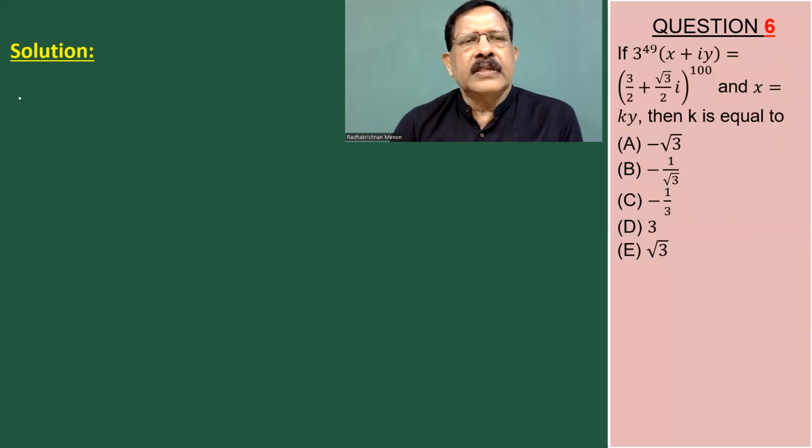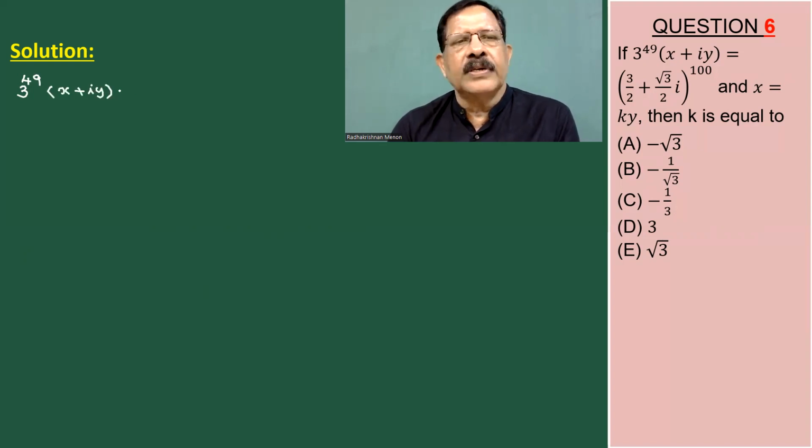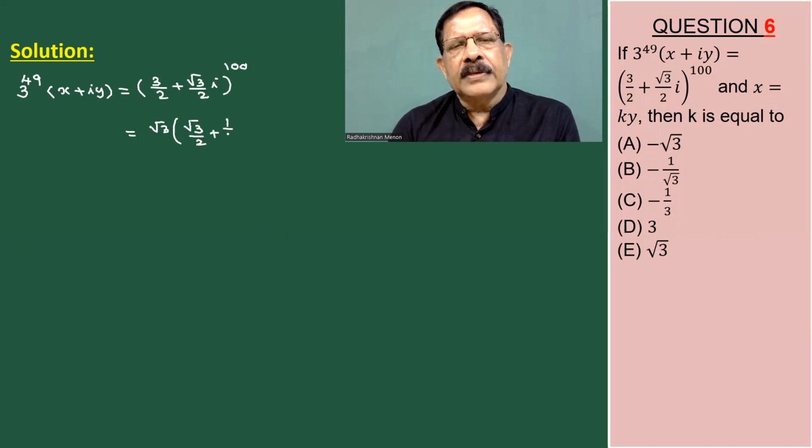Okay. Good questions were asked in that year. 3 raised to 49 into x plus iy is equal to root 3 by 2 plus 1 by 2 i, the whole raised to 100. Now, here I am taking root 3 as a common factor. So here you have got root 3 by 2 plus 1 by 2 i.